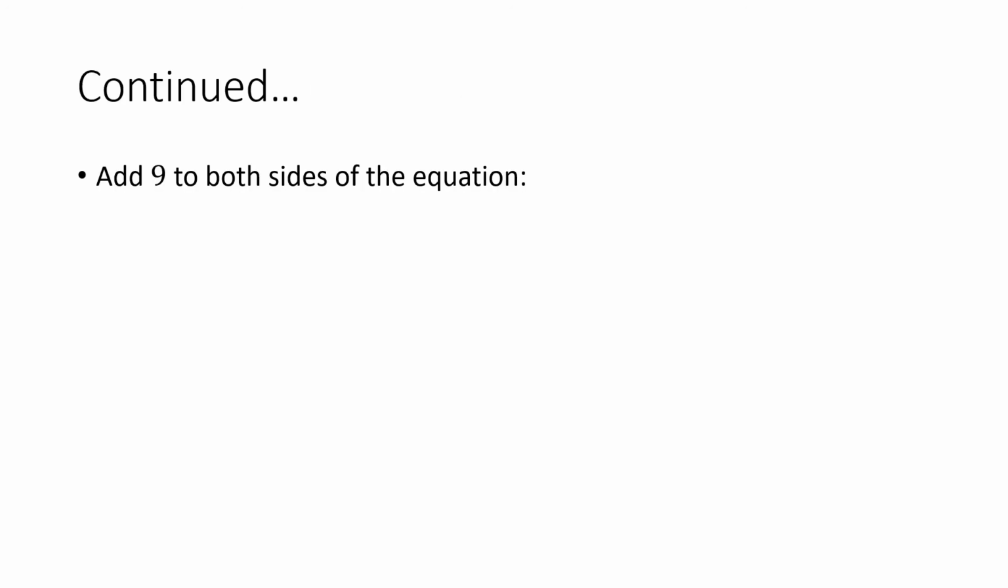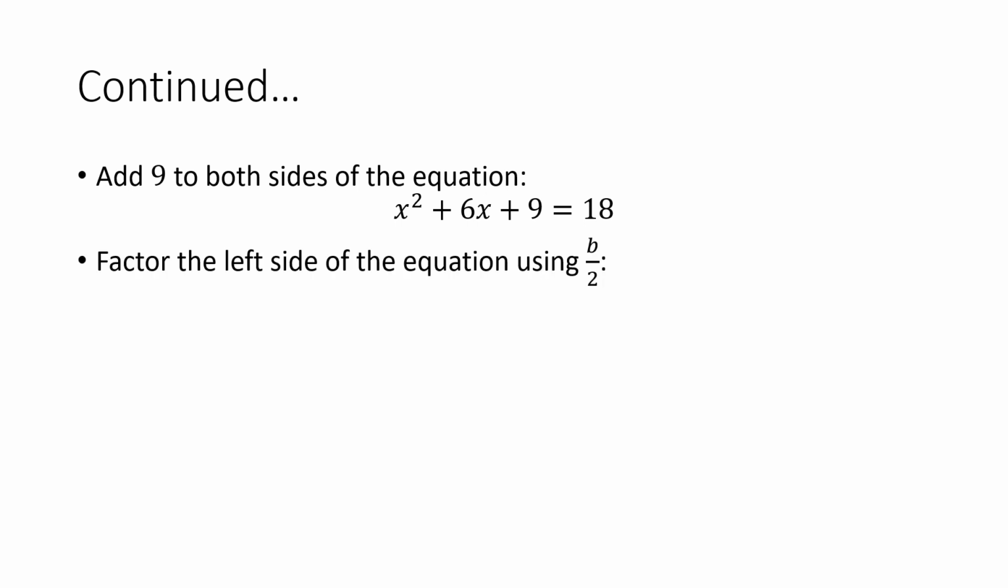Moving on, now we will add 9 to both sides of the equation, like so. X squared plus 6x plus 9 is equal to 18. Now let's factor the left side of the equation using b divided by 2, despite the fact that we can factor this by just educated guesswork, because 3 times 3 is 9, and 3 plus 3 is 6. So x plus 3 times x plus 3 is 18. Simplifying that a bit more, x plus 3 quantity squared is equal to 18.